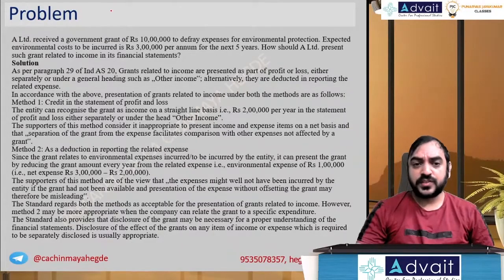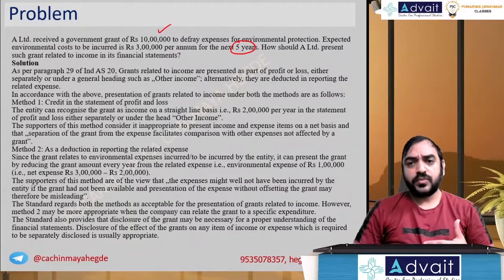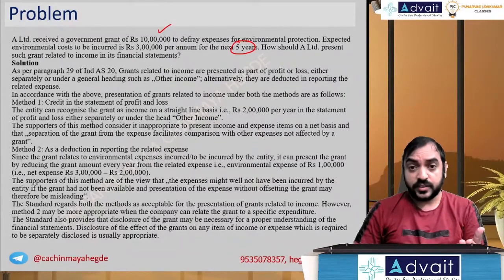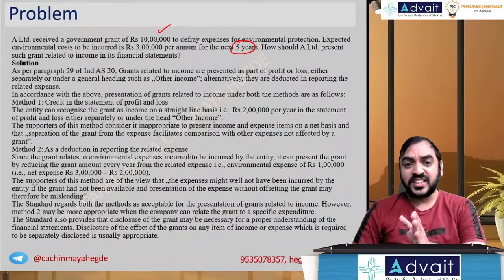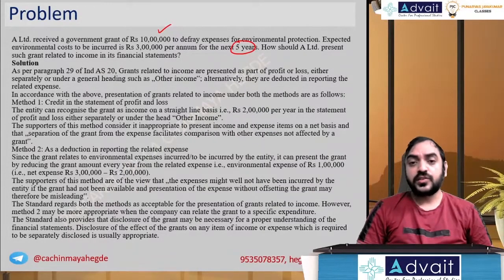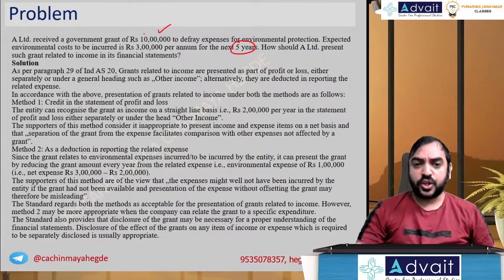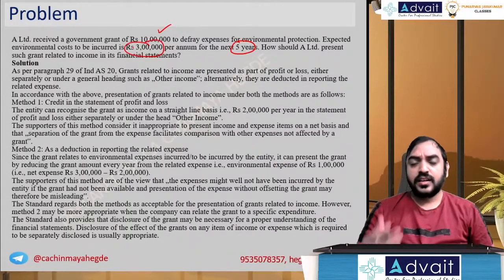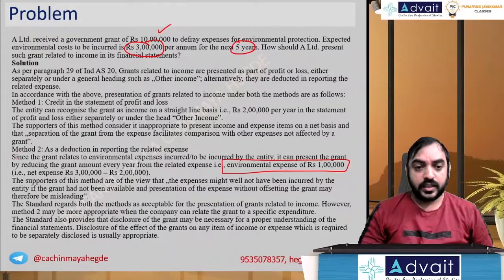So 10 lakh is the government grant they're getting, and it is spread across 5 years. The standard says whenever the benefit is going to be received, that should be recognized in the P&L account. So benefit is received over 5 years because the grant is towards the expense. 10 lakh divided by 5, you will get 2 lakh per annum, and 3 lakh is the cost incurred, 2 lakh is the grant. So the balance amount, environmental expense 1 lakh, will be shown.